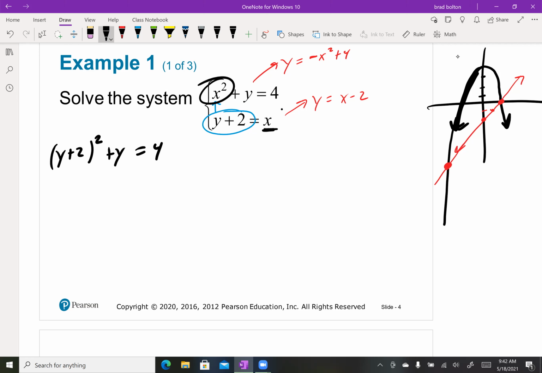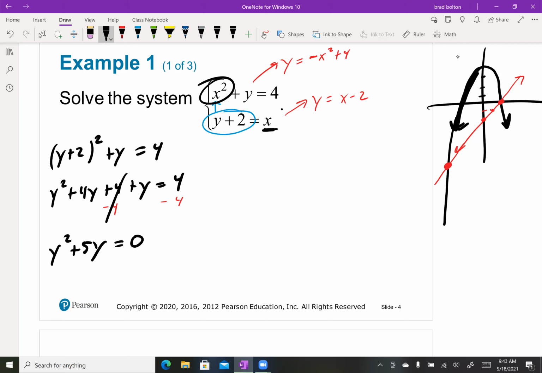Now, when I FOIL this out, this will become y squared plus 4y plus 4 plus y equals 4. Now, when you have squareds, your job is to get everything on one side and set it equal to 0 in general. So I'm going to subtract 4 from both sides. So this will become y squared, combine like terms, plus 5y. And then it looks like that will equal 0 because the 4's will cancel.